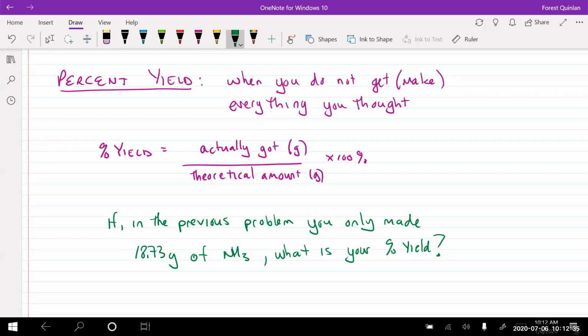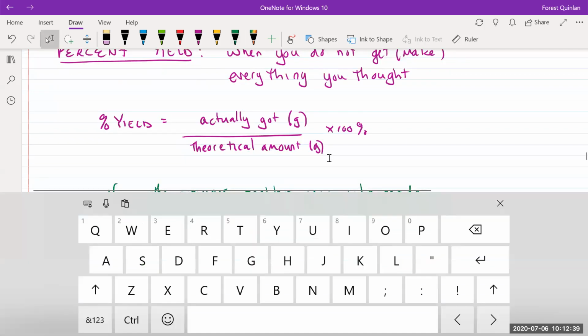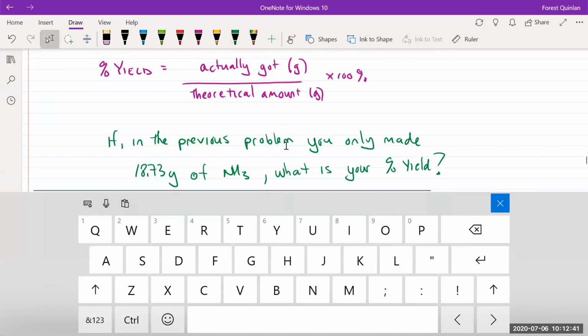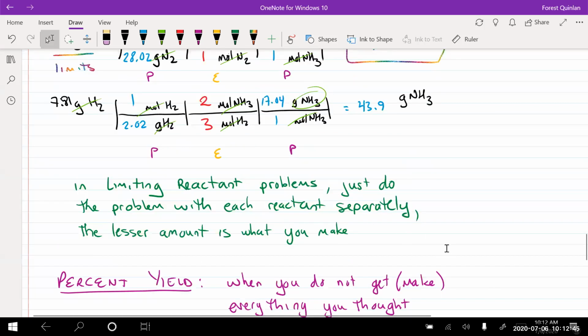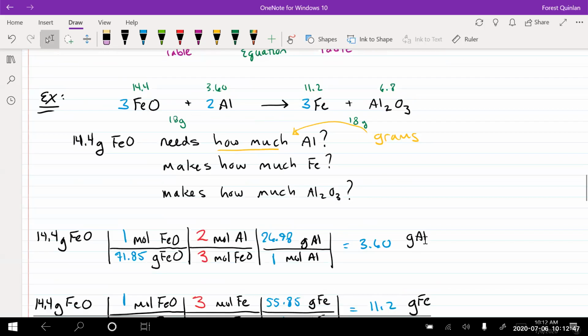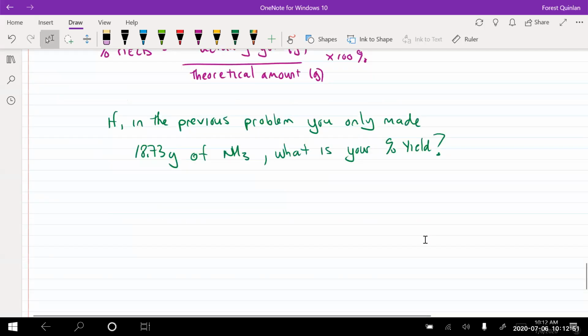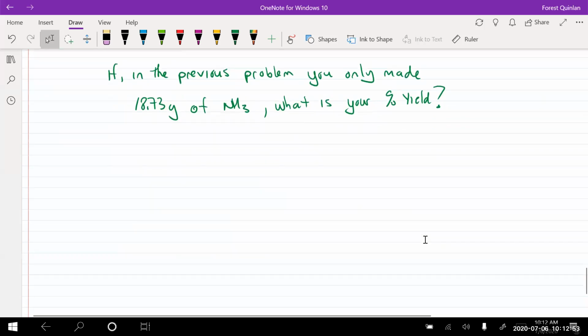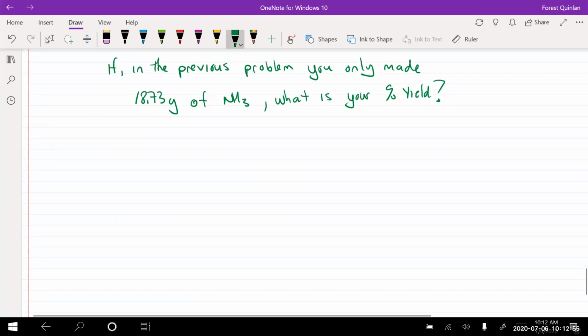Now, in this case, it will have assumed that you've gone through and made some sort of calculation, whether it's a limiting reactant problem or whether it's just a straightforward, hey, I gave you an amount, how much did you make? At the end, someone will say, yeah, you didn't quite make everything you thought. So how much did you make? What's your percent yield?